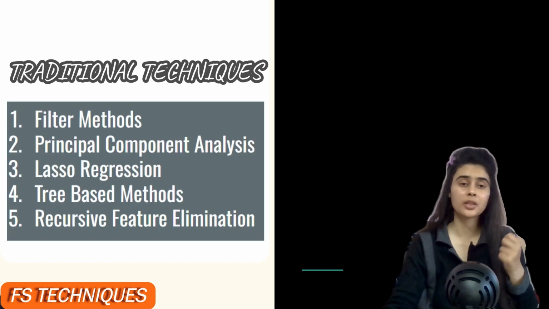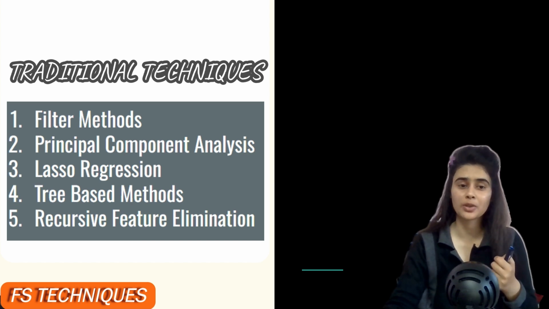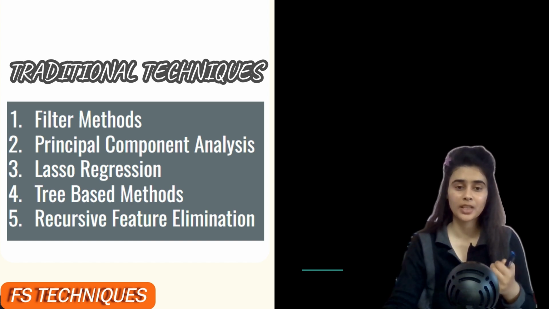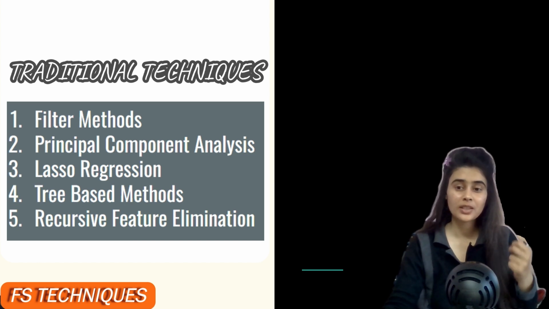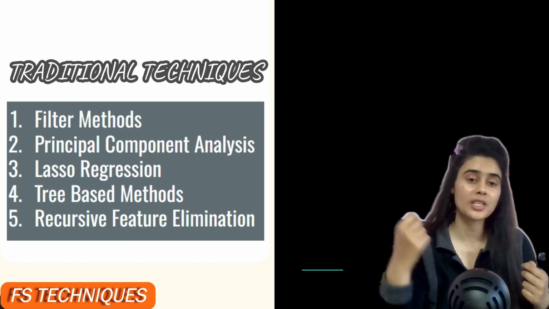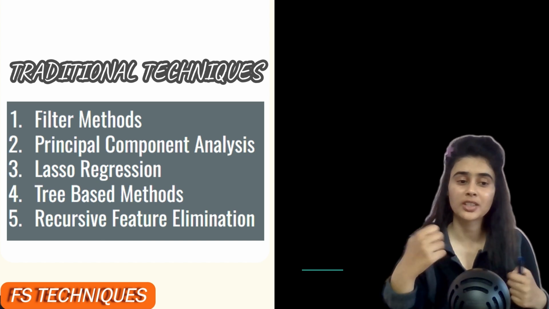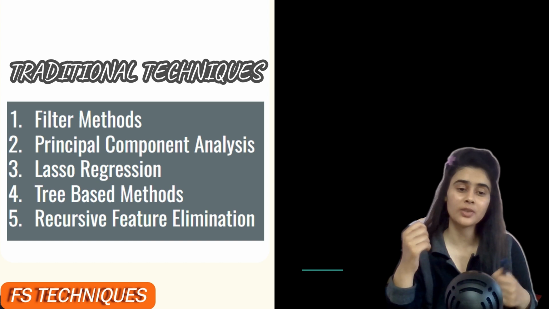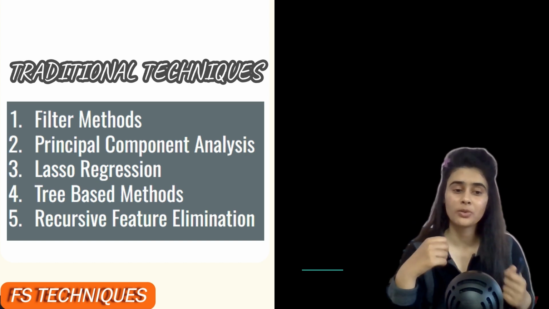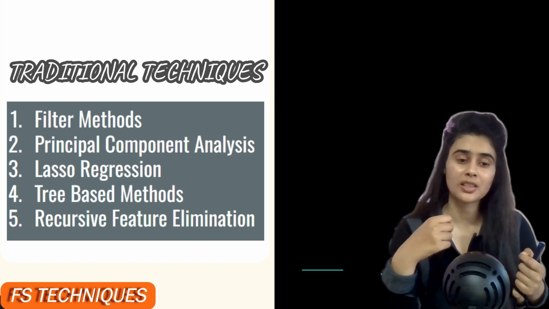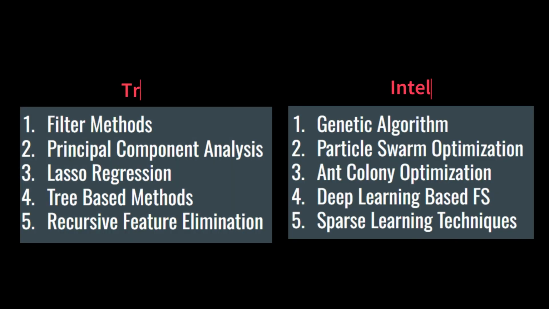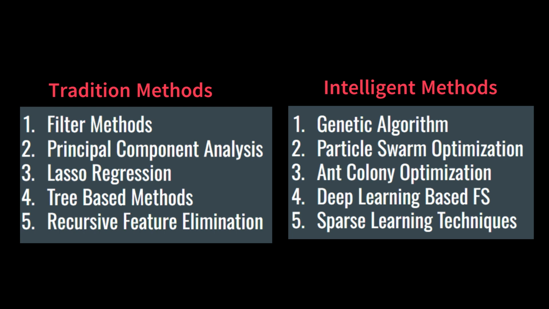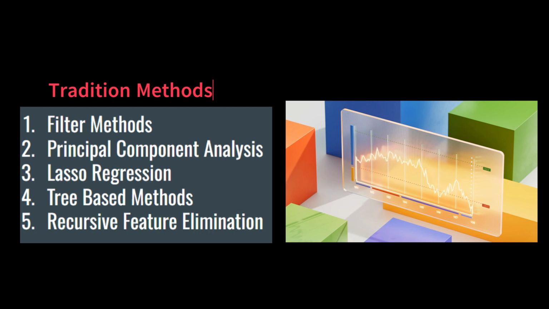So you can see we have a number of traditional techniques that we can use for the feature selection. For example, we have here filter methods, tree-based methods, or we can use principal component analysis, lasso regression, and many others. So either we can use these traditional methods to perform feature selection, but they have certain limitations. We cannot apply them to a large dataset. So either we can use the traditional method or we can use the advanced method for the feature selection. Using traditional methods, we can choose a subset of relevant features from a large set of features in the dataset.